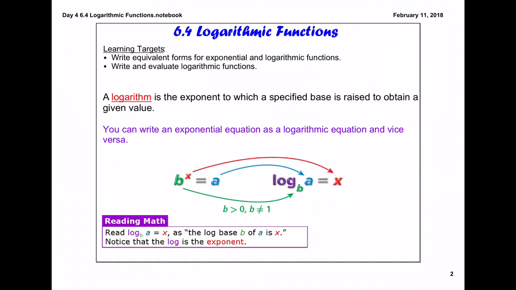So looking at the equation below, if you have b to the x power is equal to a, you can rewrite that as log with a base b of a is equal to x. So looking at the colorful arrows, you can see where the variables translate. Your b needs to be greater than 0 and b cannot equal 1.